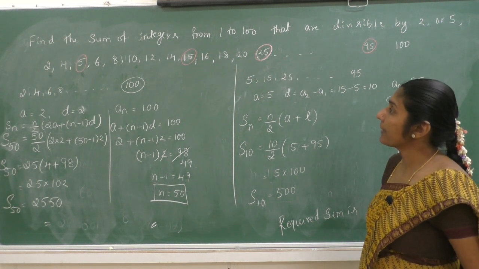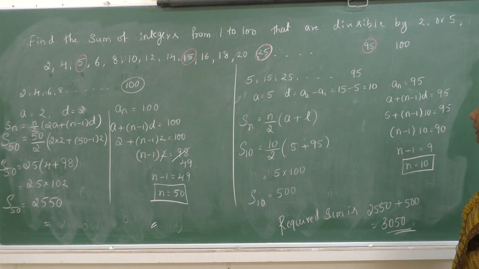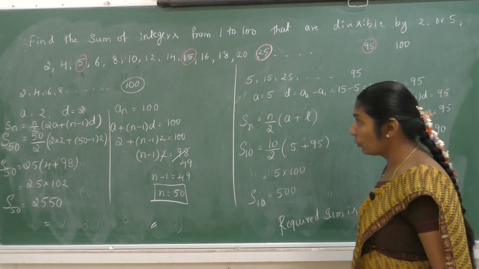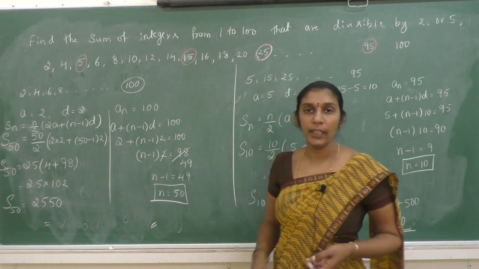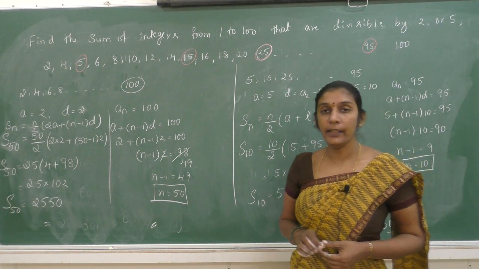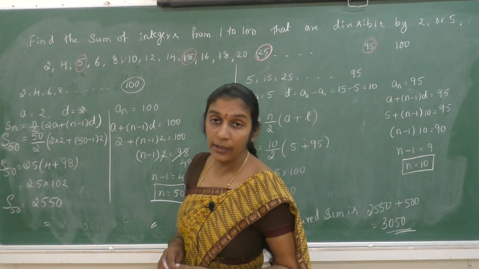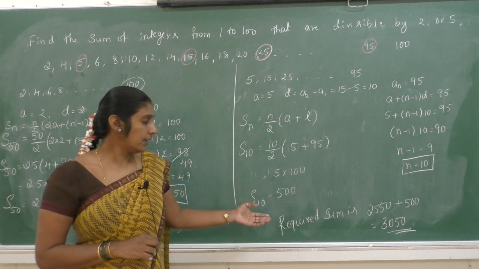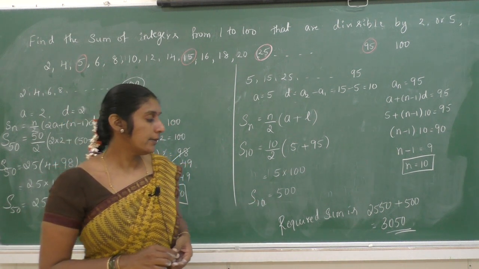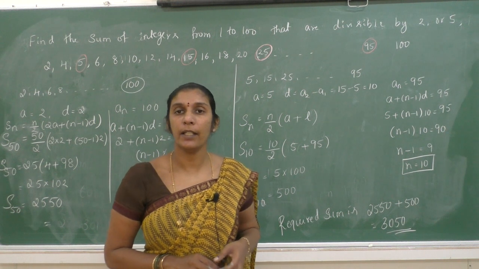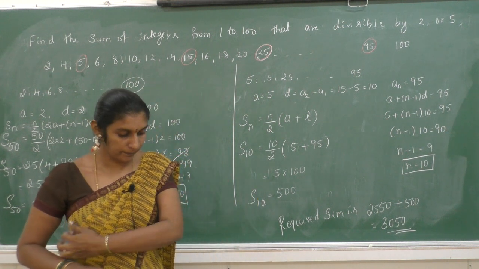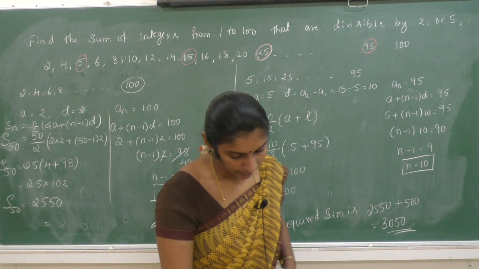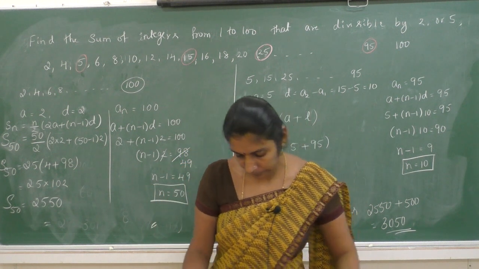3050 is the sum of the integers from 1 to 100 that are divisible by 2 or 5. The sum of all the numbers from 1 to 100 that are divisible by 2 or 5 is nothing but 3050. Understood? Next problem.